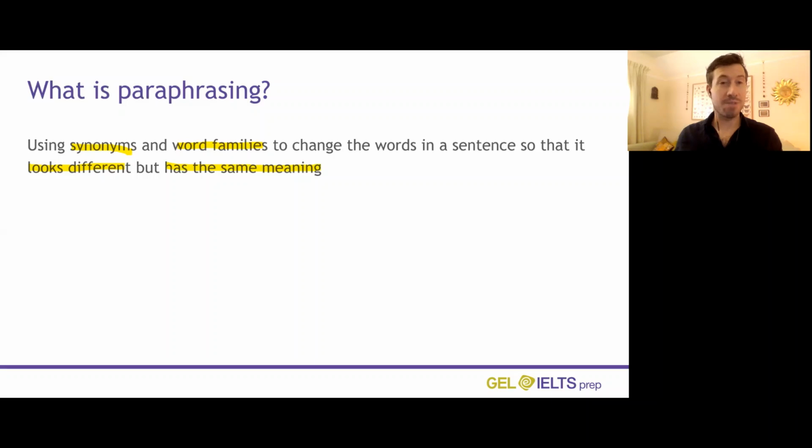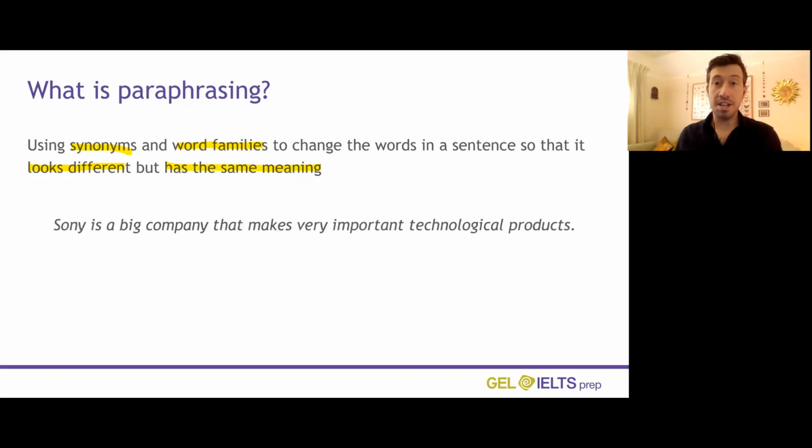Let's see some examples. So we've just seen all of these words before. We saw the word big, company, we saw the word very important, and technological and product. So using synonyms and word families, we can paraphrase this sentence. Now, here's what it would look like. So Sony is a large business that produces vital technology. Let's go through it bit by bit.